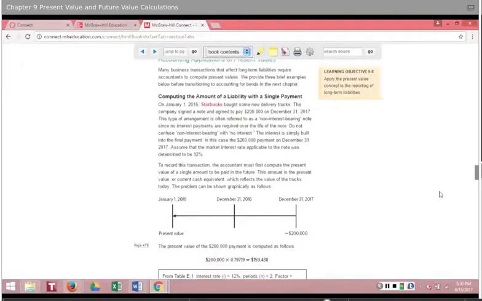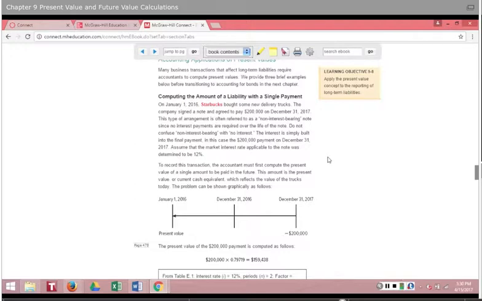Let's take a look at some accounting applications of present value. They tell you on January 1st, 2016 that we bought some new delivery trucks and we signed a note and agreed to pay $200,000 on December 31st. Now, notice that this is 2 years from when we buy the delivery trucks. And this is a non-interest-bearing note because no interest payments are required over the life of the note, but instead the interest is built into the principal of the note, and we will repay the $200,000.